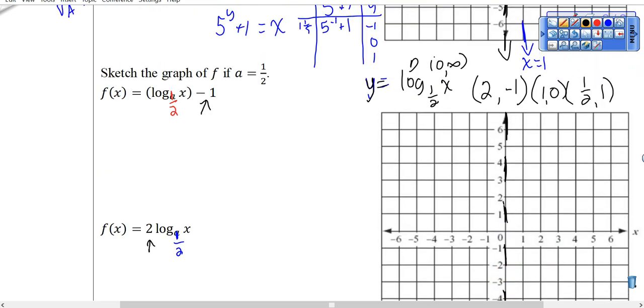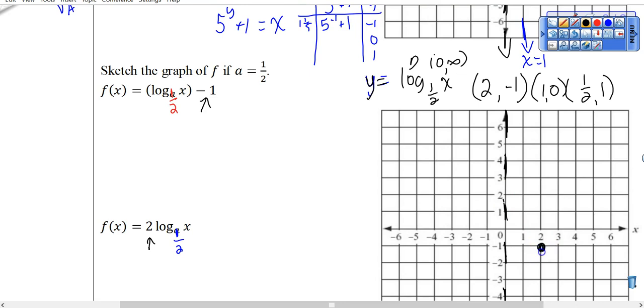And then I would graph my 3 points: 2, negative 1; 1, 0; and half, 1. I think I'll get 4, negative 2 in there just for fun. Okay, so there's the parent function, the base function, log base half of x.